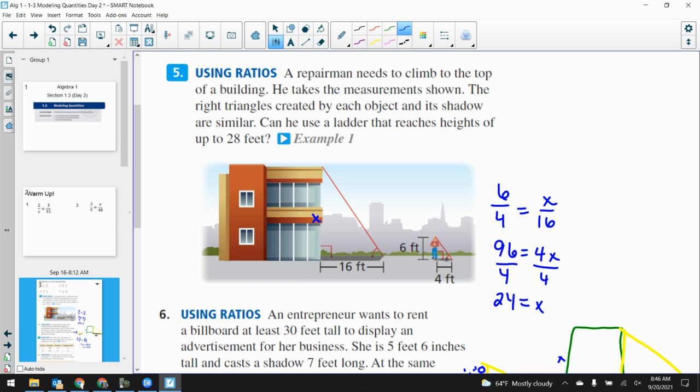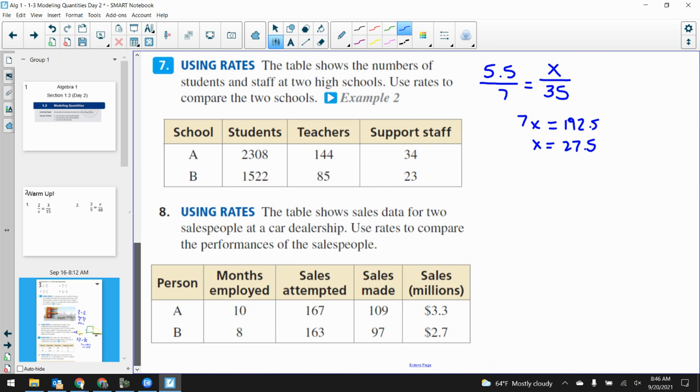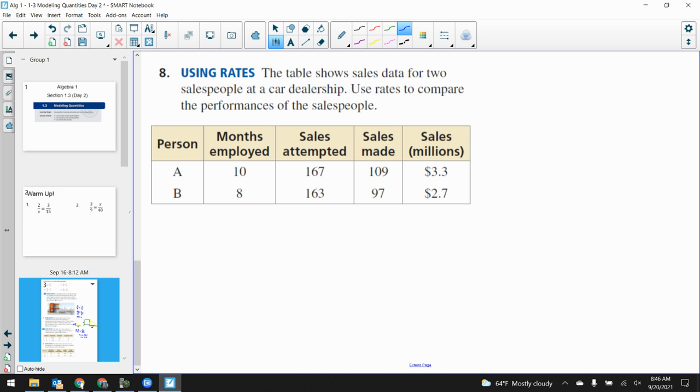Okay, let's do the, yeah, go ahead. 7 or 8. 7 or 8, you pick. 8. 8, got it. Using the table shows sales, right? Thank you. What is that? Oh, it's for tiles.